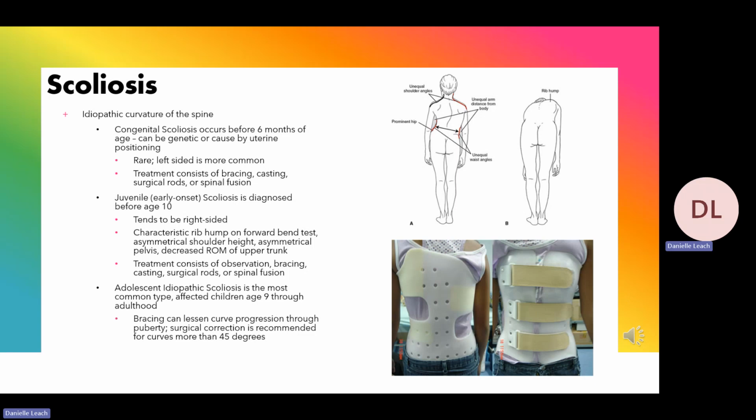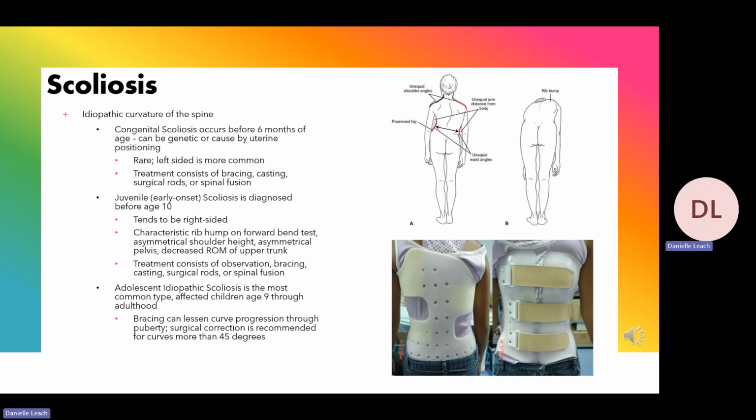Scoliosis is idiopathic curvature of the spine. It's idiopathic in origin, meaning it occurs for no known reason. There are 3 different types based on the child's age. So congenital scoliosis occurs before 6 months of age. It can be genetic or caused by uterine positioning. It is pretty rare, but the left side is more common. Treatment for this consists of bracing, casting, surgical rods, or spinal fusion.